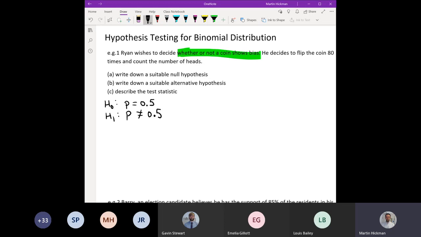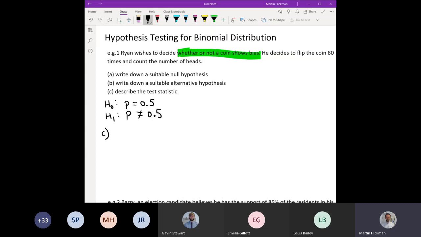So in words, the null hypothesis is the probability of getting a head is 0.5. The alternative hypothesis is that the probability of getting a head is not 0.5. So that's our null and alternative hypothesis. And then for part C, describing the test statistic, basically this is just what you're measuring or what you're observing. So this is basically what X is. If you say X is binomially distributed with N as 80, P is 0.5, okay?